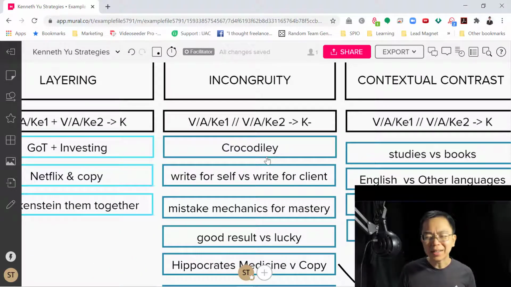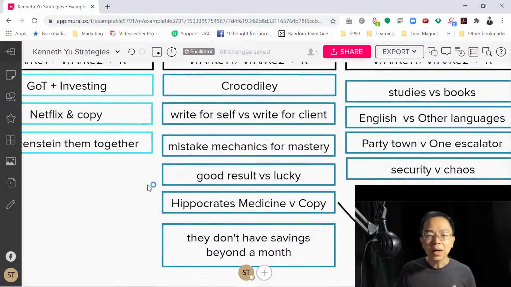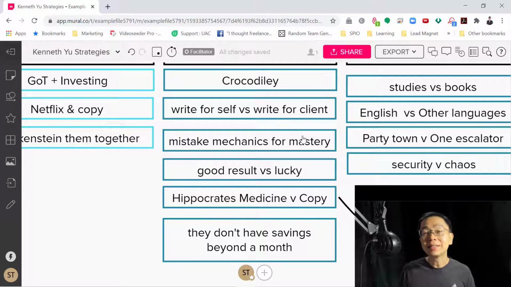So he's going like, look, you can't even pronounce the word crocodile. I might as well teach your class, right? And there's this hint of arrogance, sarcasm, inside that. Sometimes I write for myself rather than the client, and it usually doesn't sell, right? So he mentioned that incongruence, and that state is negatively applied to himself, which is humor, self-deprecating humor. Mistake mechanics for mastery. Again, oh, I'm so smart, I know the blueprint, but that's not mastery. Okay, you get a good result versus maybe you're just lucky.